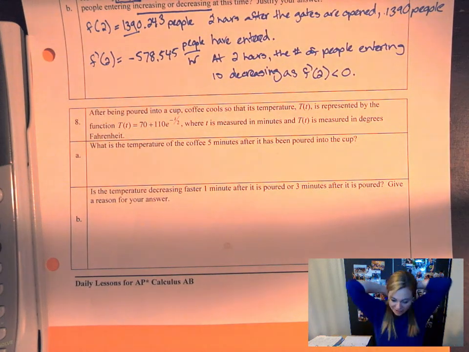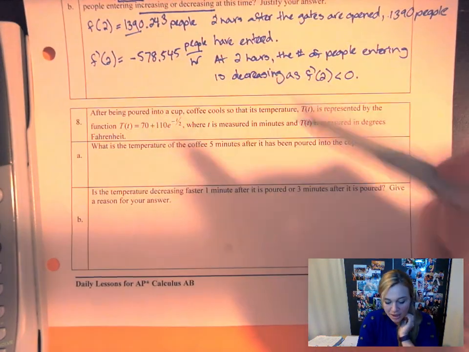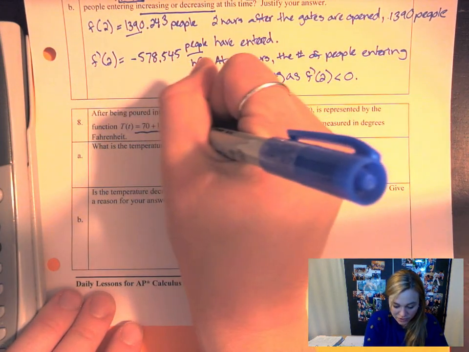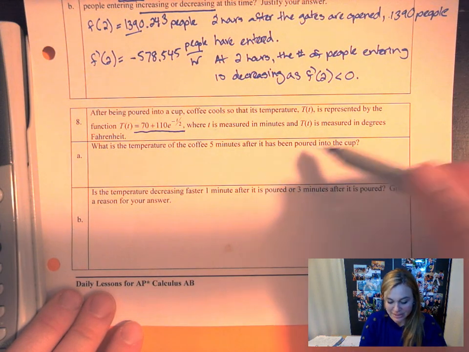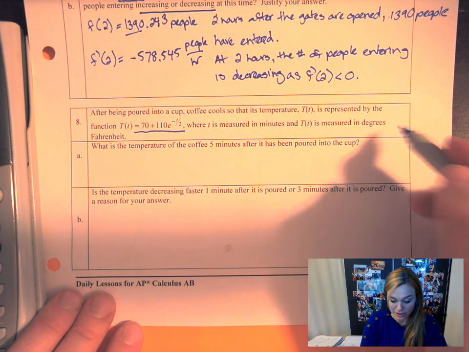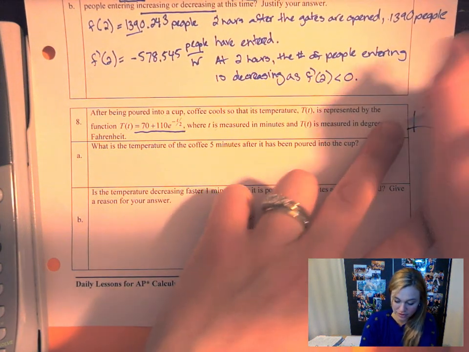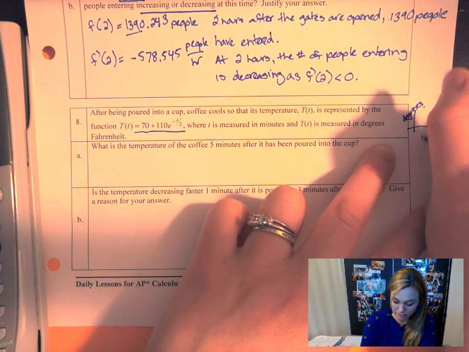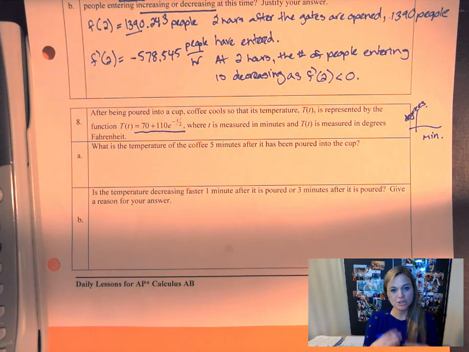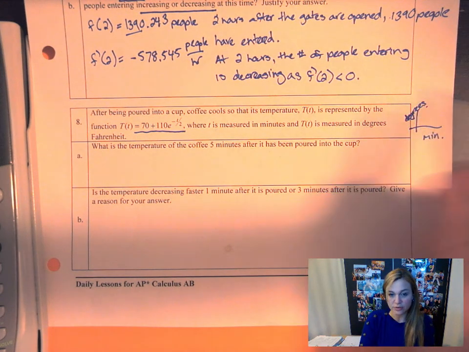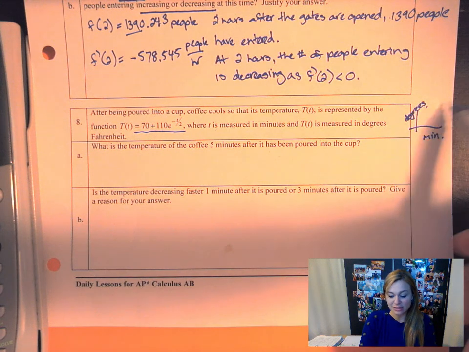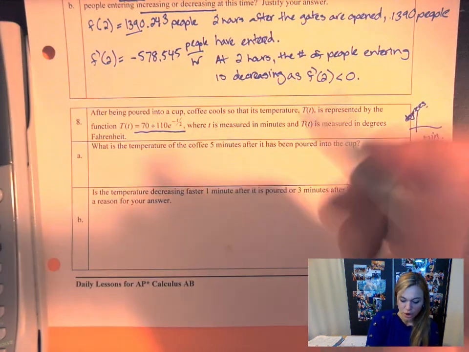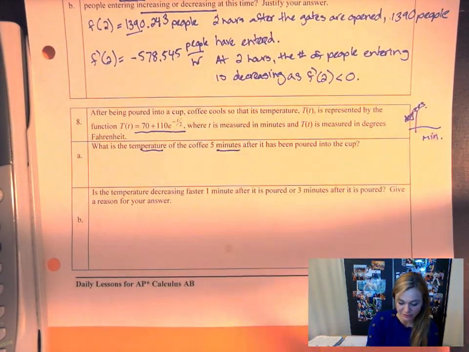Okay, one more question. I know this is taking a while, but a lot of it's calculators making sure that you're comfortable with this. After being poured into a cup, coffee cools so that its temperature is represented by this function. T is measured in minutes, and T of T is measured in degrees. So if I've got this graph, I've got degrees over here, minutes over here, just so we can get an idea. If we're talking about this original function, we'd be just saying degrees. If we found a slope of this line, it would be degrees per minute, because it's always rise over run. Okay, what is the temperature of the coffee 5 minutes after it has been poured in the cup?